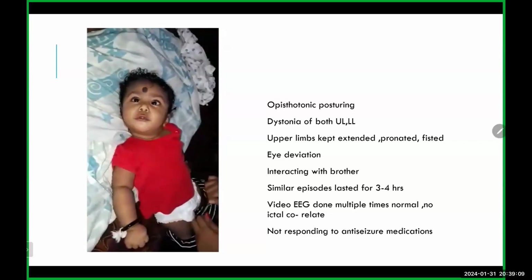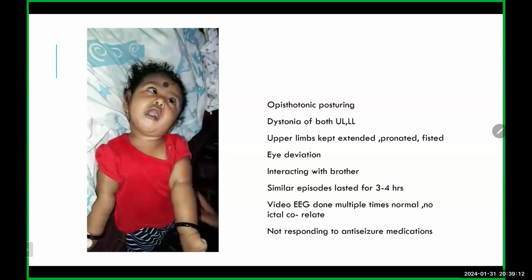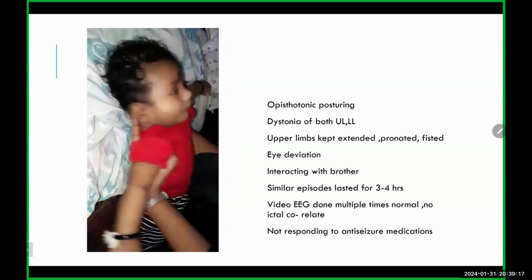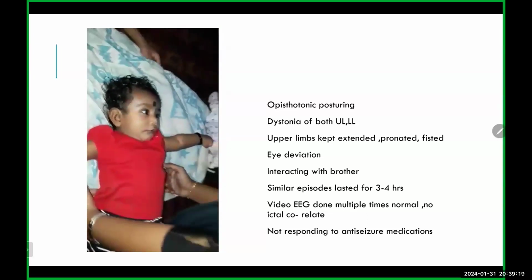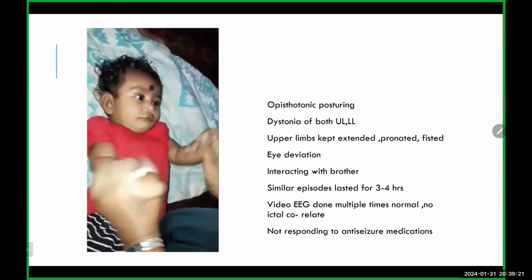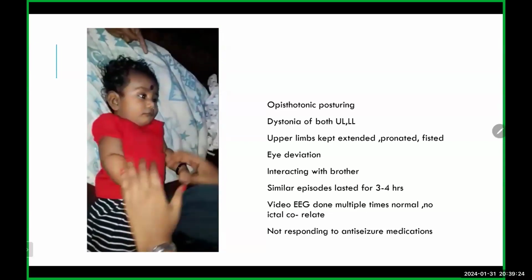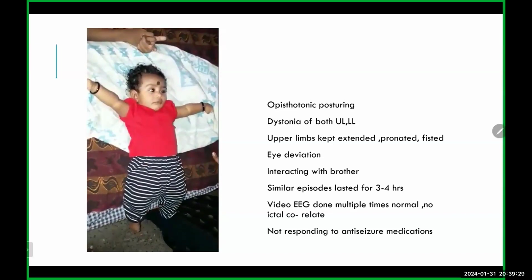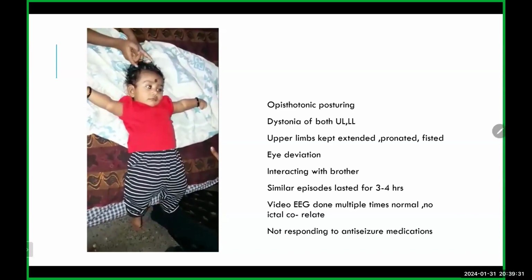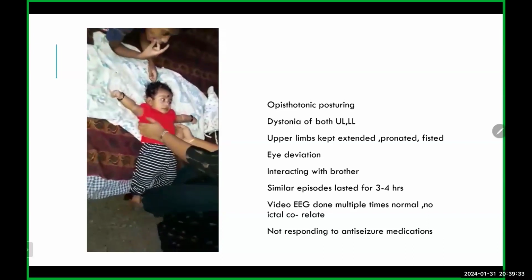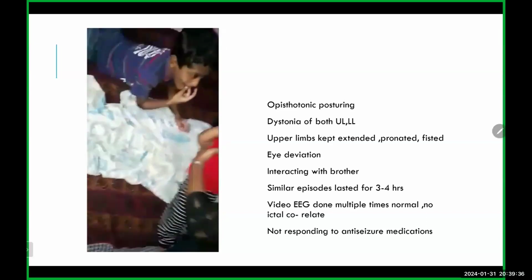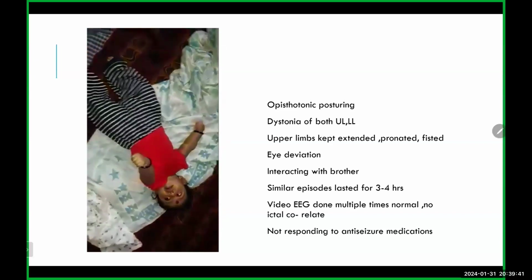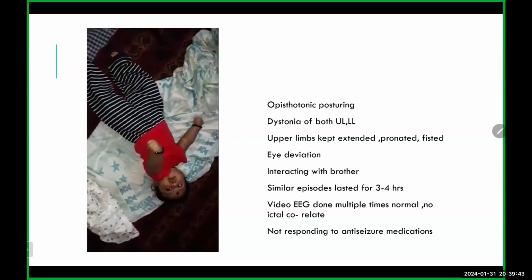These episodes will last for 3 to 4 hours continuously. Now there is eye deviation to left side. We have done video EEG multiple times. There was no ictal correlate and the EEG was normal. Initially, we gave anti-seizure medication, but there was no response to the treatment. Episodes of dystonia.